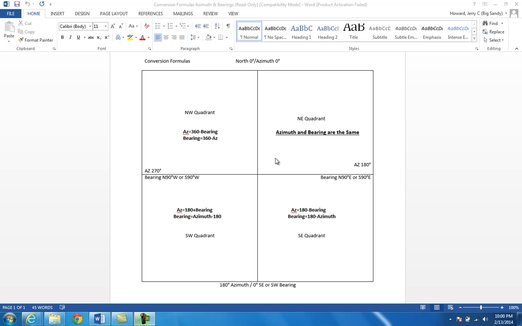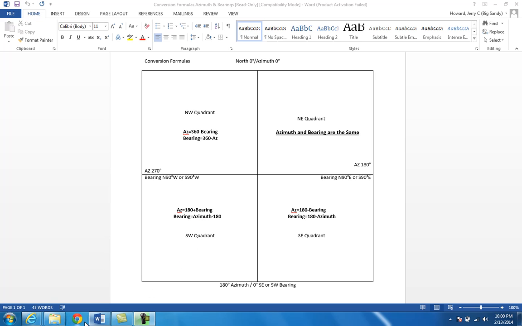So if I'm in the northeast quadrant and I'm standing right at this point, and I'm going to walk in this direction up through here, you go from 0 up here and you calculate the angle that you're turning to meet that line, and it would be north so-and-so degrees east.